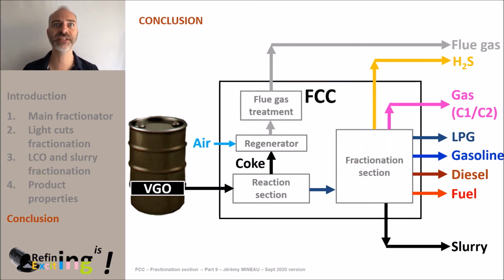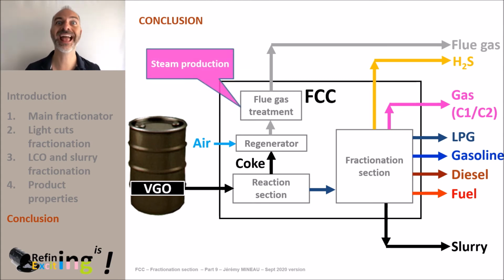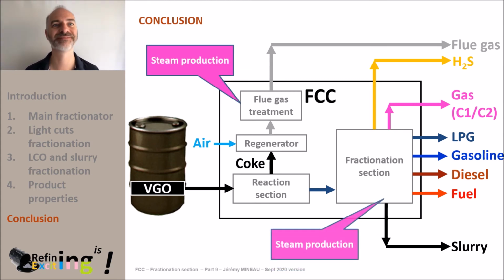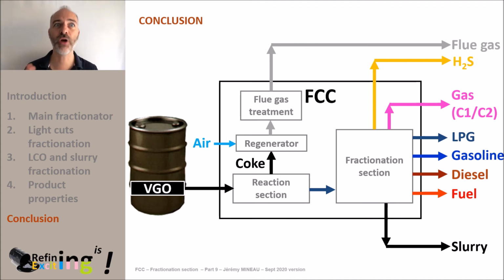Then we saw that the FCC produces a significant amount of steam either in the waste heat boiler of the reaction section and in the fractionation section with the slurry pump around. Then the properties of the products were discussed and their final destination was detailed. We also spoke about the finishing treatments necessary to produce finished products.